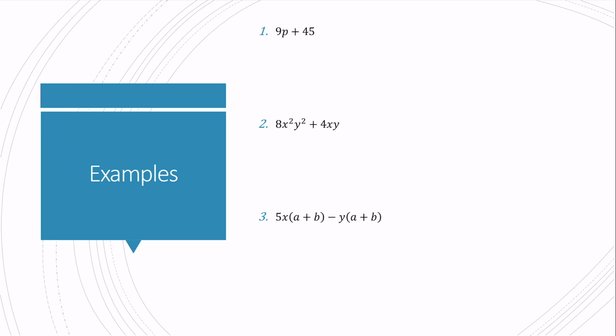So the first thing you want to do for all of our examples is check for our greatest common factor and then look at the number of terms to determine our next step. So for problem 1, I look at 9p plus 45. The greatest common factor is 9, so I'm going to pull that out. That leaves me with 9 times p plus 5. And I can't factor any of those any further. P plus 5 is in its smallest terms, and so is our constant.